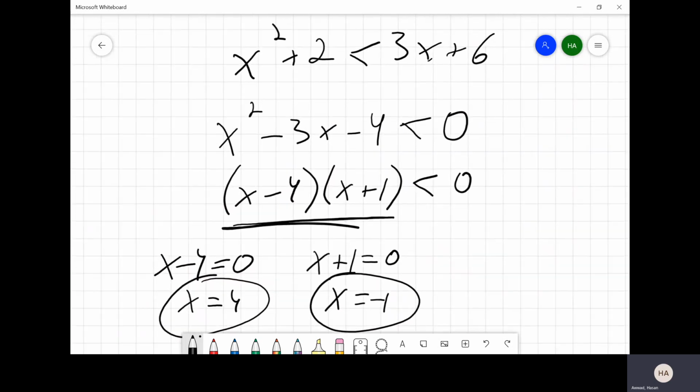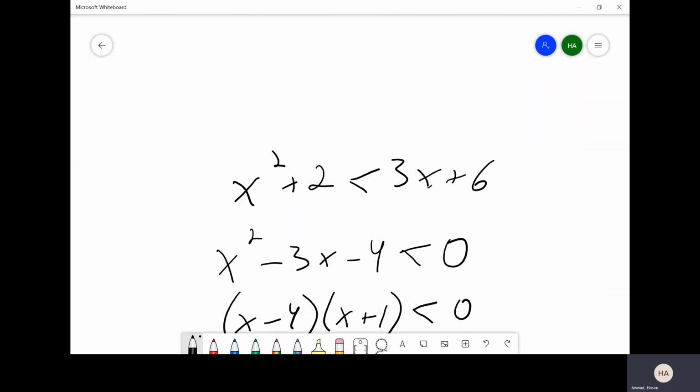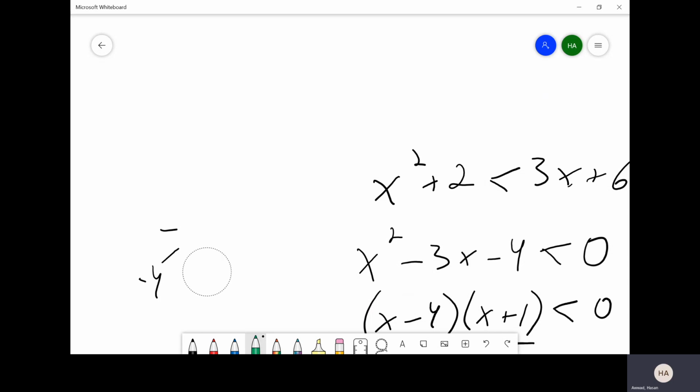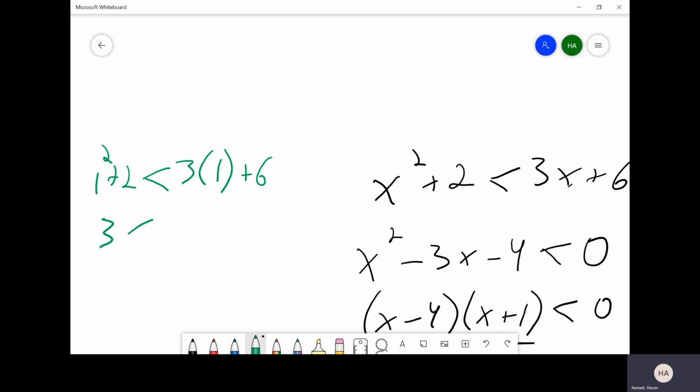So if we went all the way back to our original problem and wanted to do a check, we can plug in 1. If we plugged in 1, I'll put it in green, we would have 1 squared plus 2 is less than 3 times 1 plus 6. 1 squared is 1, plus 2 gives me 3. 3 is less than 3 times 1, which is 3, plus 6, which is 9. So we get 3 is less than 9. Hooray! So it works. We now see that all of the numbers in that interval would work. Okay? So the process is relatively straightforward.